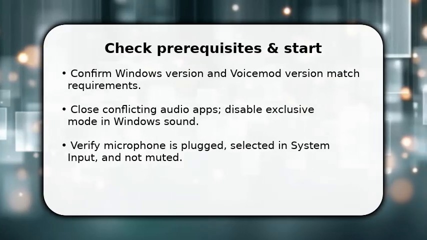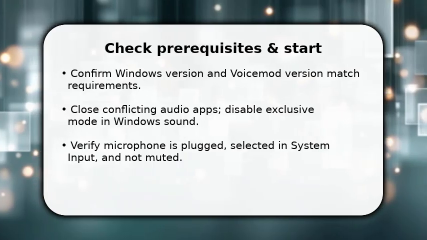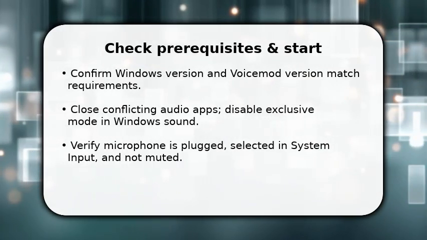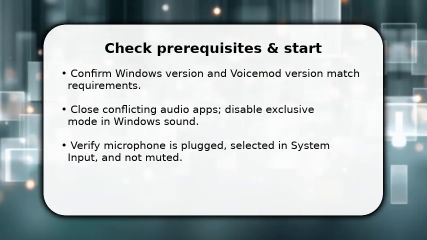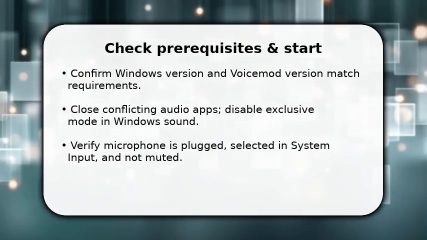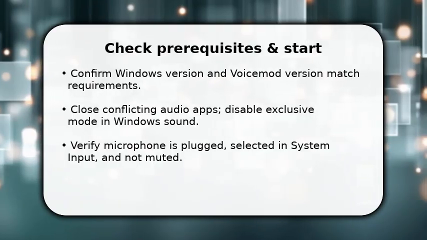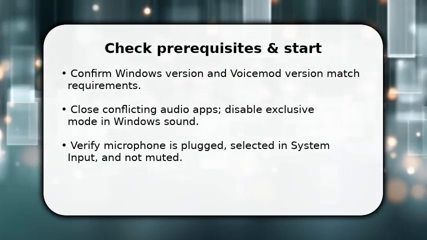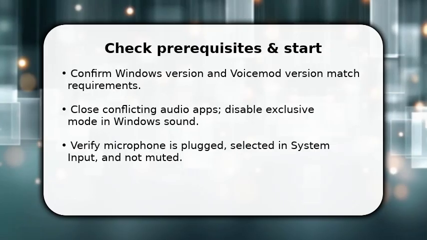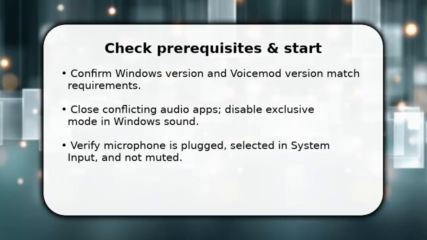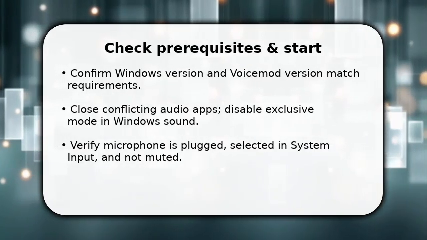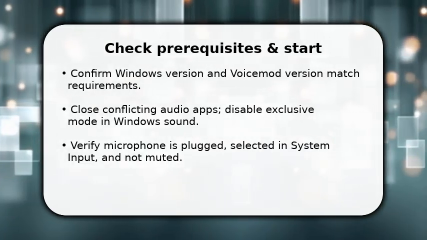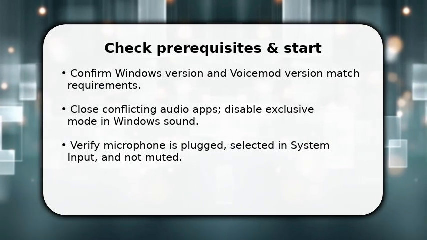You begin by confirming prerequisites so you don't waste time later. First, make sure Windows and Voicemod versions meet minimum requirements and reboot if needed. This clears driver locks. Once done, close any apps that grab audio exclusively and disable exclusive mode in Windows sound settings to prevent conflicts. Make sure your microphone is physically connected, selected as the system input device, and not muted, because Voicemod can't route audio from a disabled source.